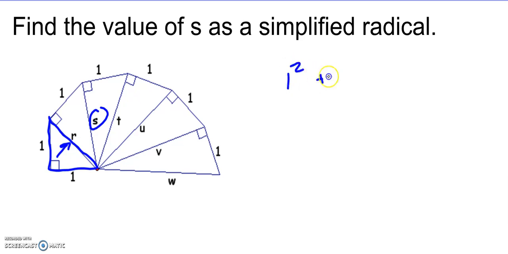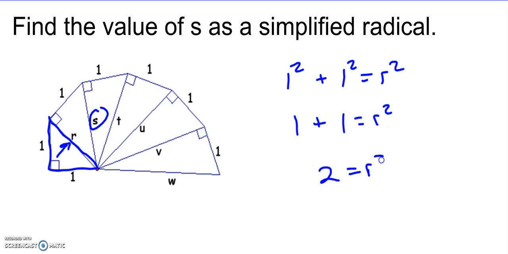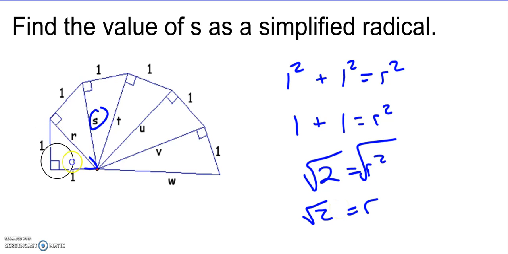So 1 squared plus 1 squared equals r squared. Or 1 plus 1 equals r squared. Or 2 equals r squared. And then I square root, and r equals the square root of 2. So now we have figured out what r is. So I'm going to write that in. So this is the square root of 2.